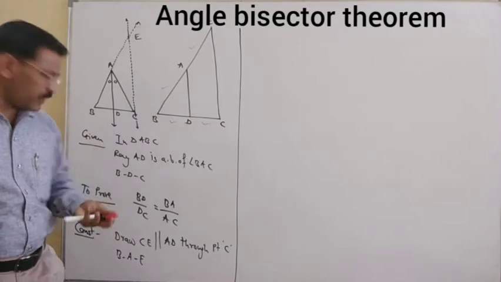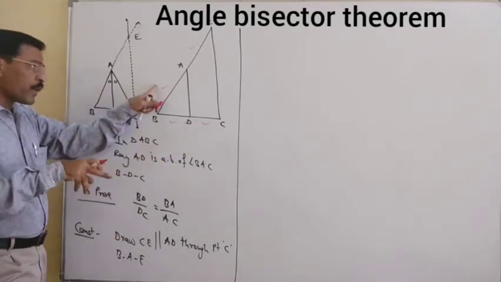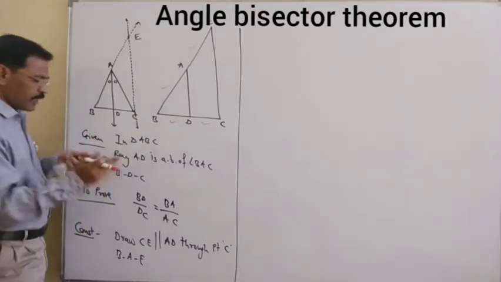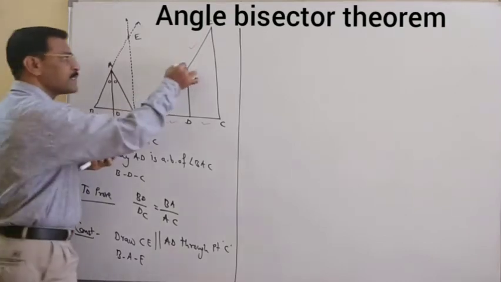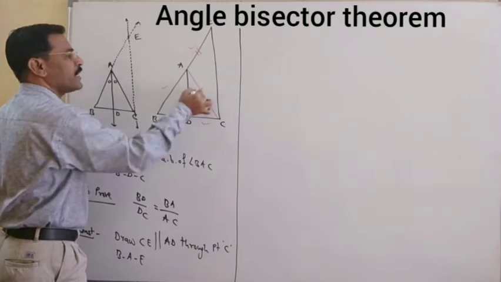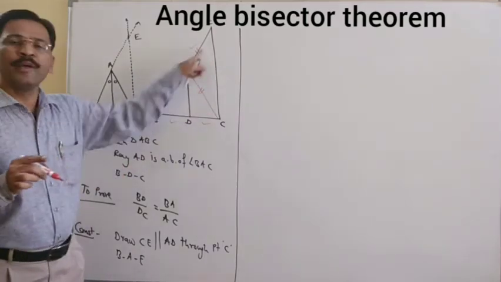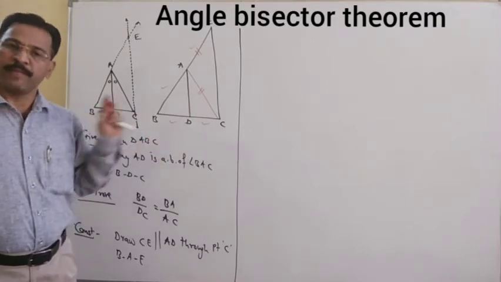This is the first part. But what do we need? BD upon DC, okay, BA also okay. We know AE, but we need AC. Where is AC? This much part is AC. That means we have to prove both these are the same. If we prove AE and AC are equal, then the proof will be completed.